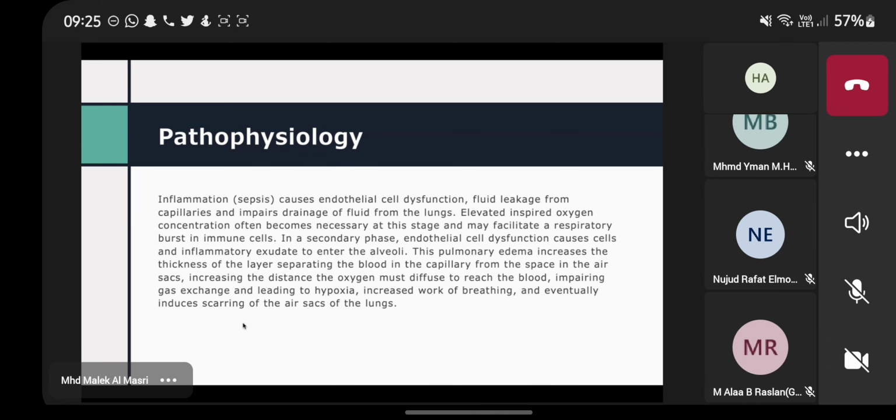The pulmonary edema would increase the thickness of the layer separating the blood in the capillary from the air in the air sacs, increasing the distance oxygen needs to diffuse, and that would impair gas exchange, leading to hypoxia, increased work of breathing, and eventually scarring of air sacs and the lung.